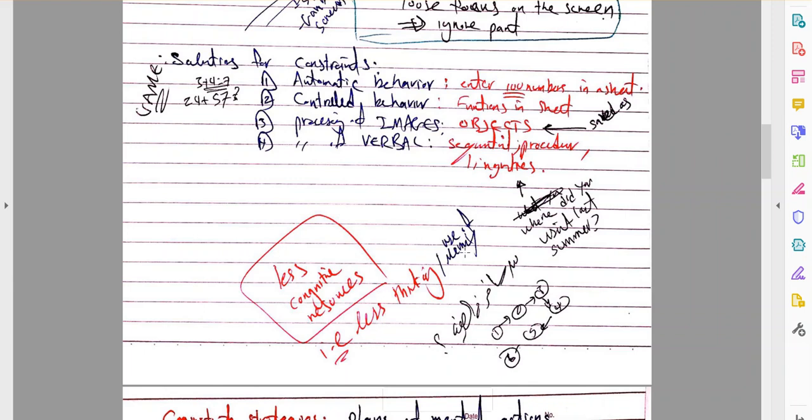You'll be using a lot of memory. So this is what's meant by control behavior. Number three, processing of images. So usually images are saved in my mind as objects.